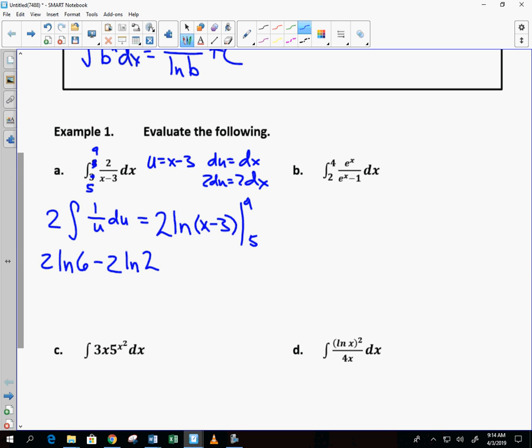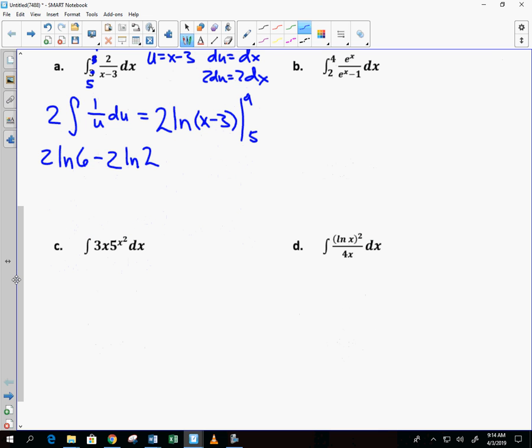And we can simplify that. I'm going to see if you guys remember this. I'm worried that you will not. But we good? All right. So as I look at this, I'm going to factor out the 2. I have 2 times natural log of 6 minus the natural log of 2.